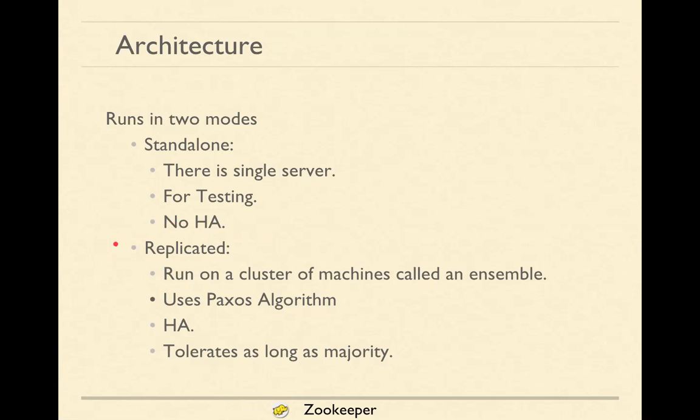Okay, so replicated means that you have a cluster of machines on which we run Zookeeper. All right, and this cluster of machines is called an ensemble. Ensemble, like your music concert. So you have an ensemble of machines participating in Zookeeper.